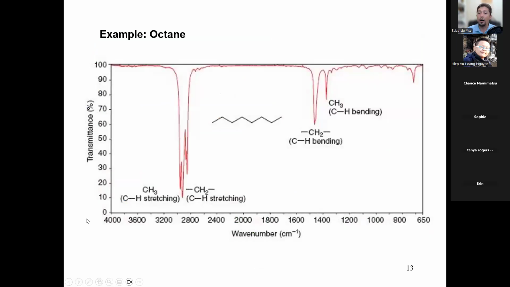Here's an example. Octane, right? Your gasoline, high octane gasoline. It's just hydrogens and carbons. So all you're going to see are the sp3 CH3 stretching, and you're going to see the sp3 CH2 stretching. And that's going to look like the stalagmites of the cave, and that's always going to be found between 2800 and 3000. This is always here.